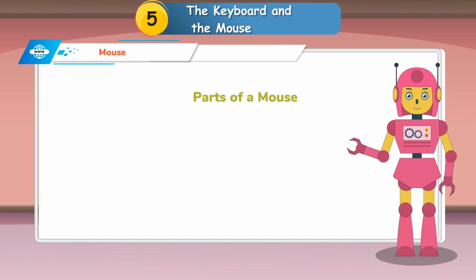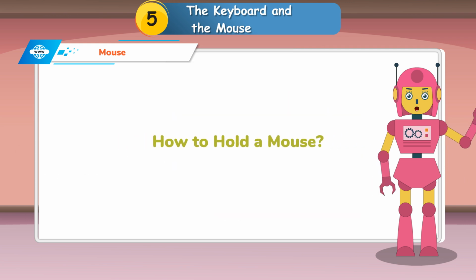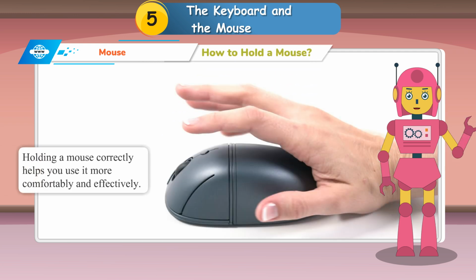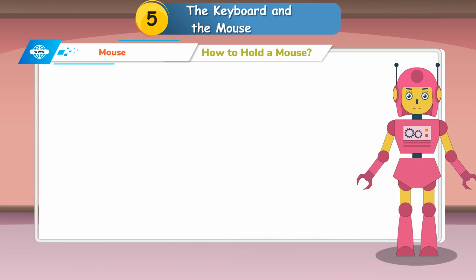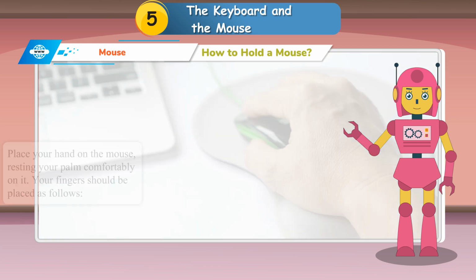Parts of a mouse. A mouse usually has 2 buttons and a scroll wheel in the middle. How to hold a mouse. Holding a mouse correctly helps you use it more comfortably and effectively. Most people use their right hand to hold the mouse. Let's learn the proper way to hold a mouse.